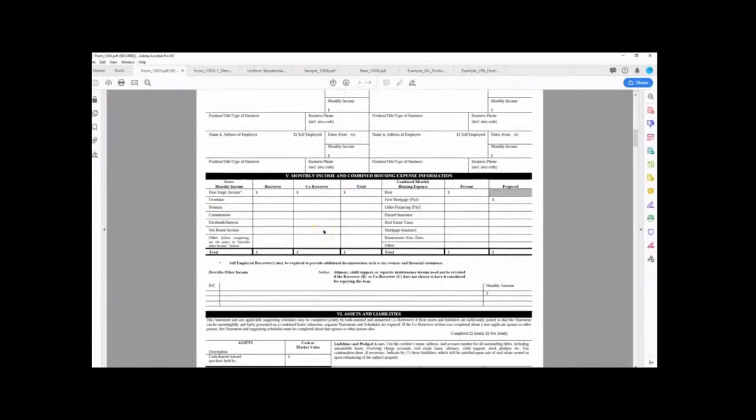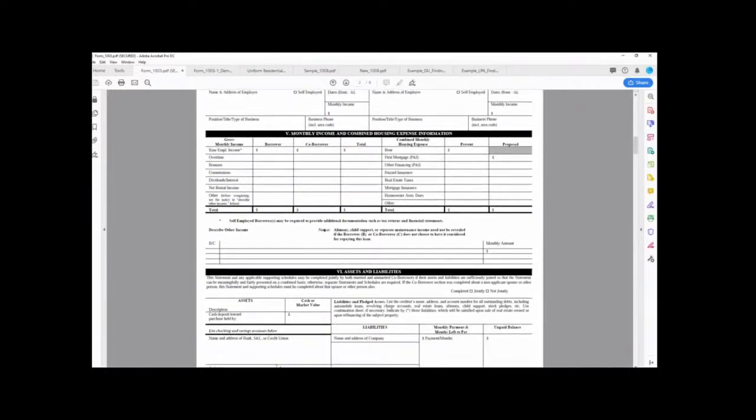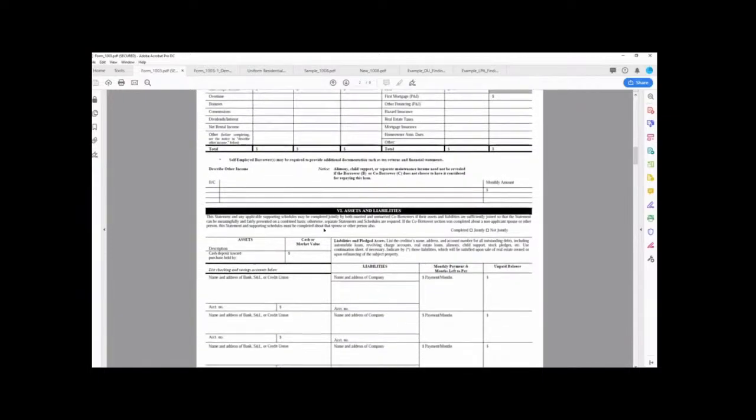The next section is section 6, assets and liabilities. All your assets would be listed on your left-hand side. All the liabilities are on the right side, and the liabilities will come from the credit report. You will probably pull your credit report from the loan system you are processing and underwriting in, and then you just have to make sure everything gets imported properly from the credit bureau.